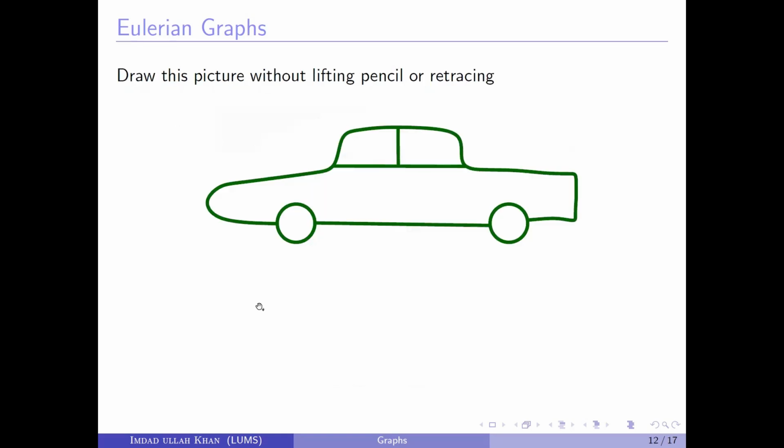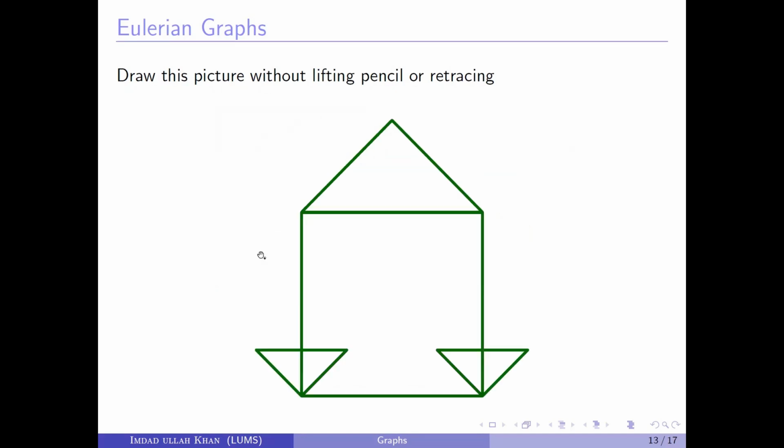So if you practice that, then draw this picture without lifting pencil or retracing. Retracing means that you can't trace a line twice. Give it a try. Take a pause. If you have taken a pause, you might have figured out that that's not an easy game. Irrespective of the answers, can you draw this picture without lifting pencil or retracing? Take a pause.